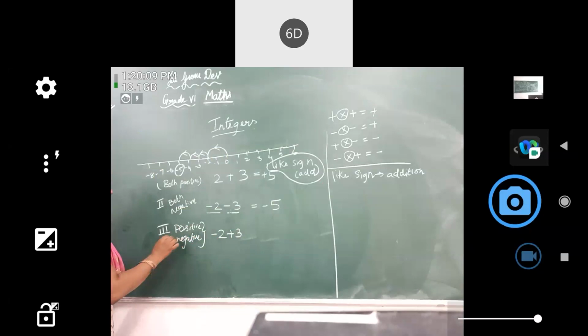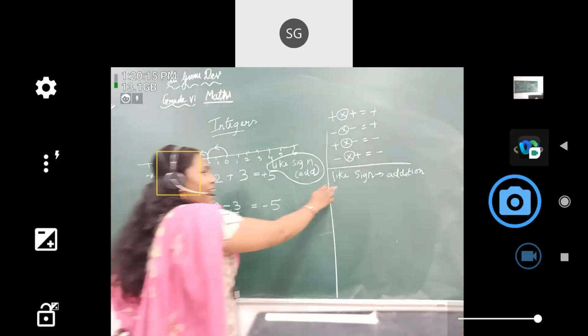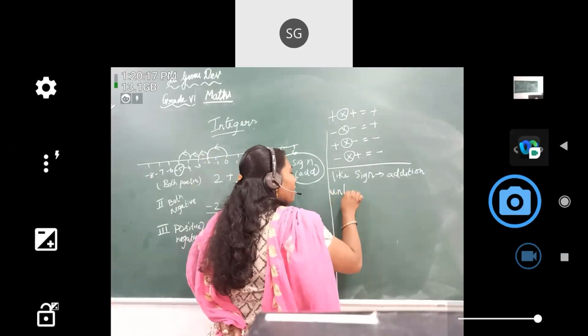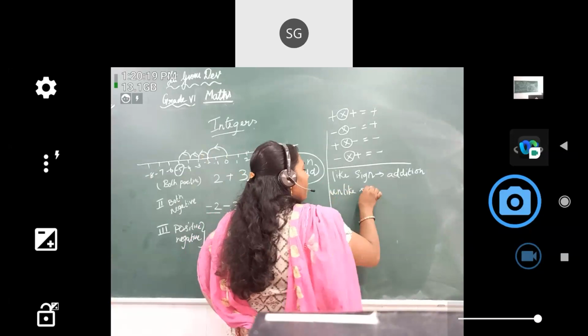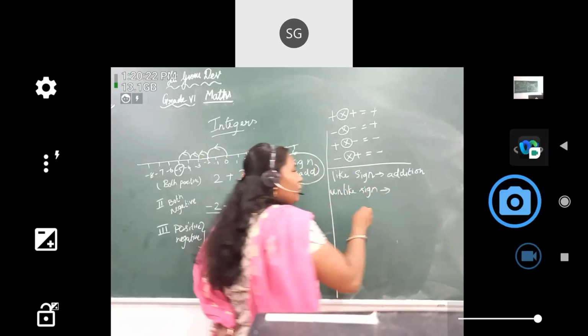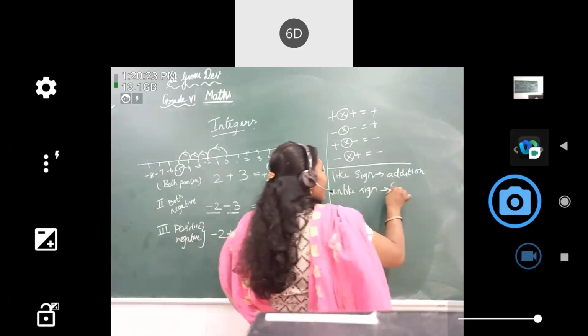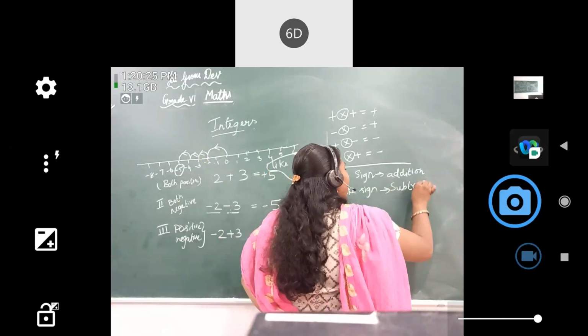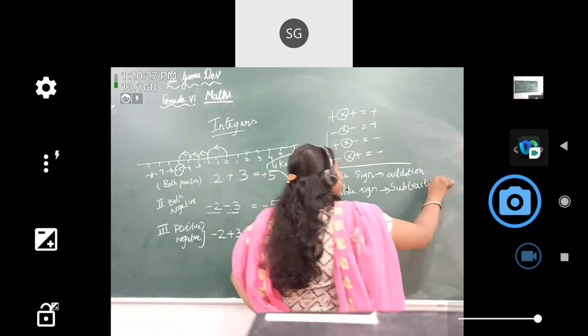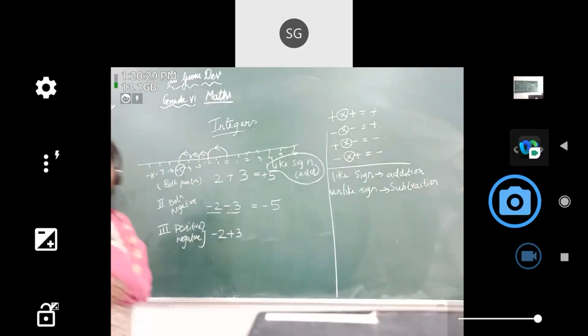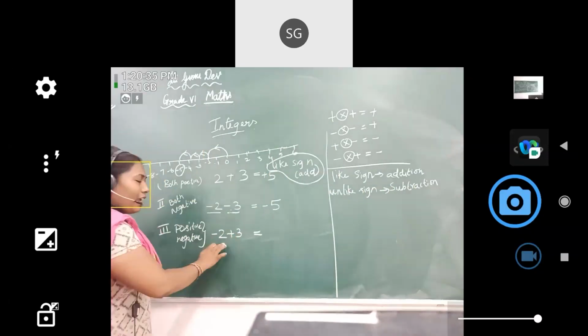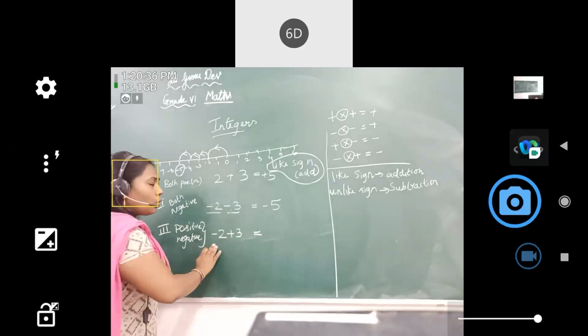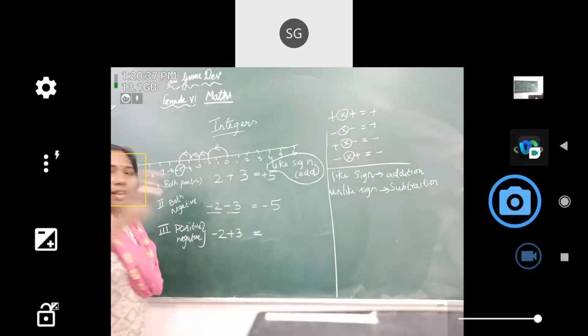Now coming to the scenario when one is positive and the other is negative. When like sign is addition, what do you think about unlike? Unlike sign means I have to do subtraction. Subtraction of the absolute values. What is the absolute value of this? Now forget about the sign. What numbers do we have now?